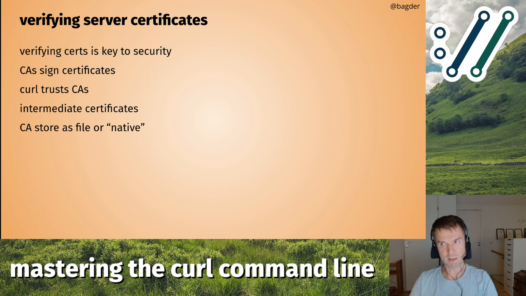The native one is, for example, if you use S channel on Windows, or you use secure transport on Mac, they have their native CA support. So basically curl just asks the operating system, is this trusted, and then it tells you. Otherwise, you can use this option --cacert to point to a file. These are my CA certs that we should trust. And you know, you can edit that and only provide the CAs that you trust.